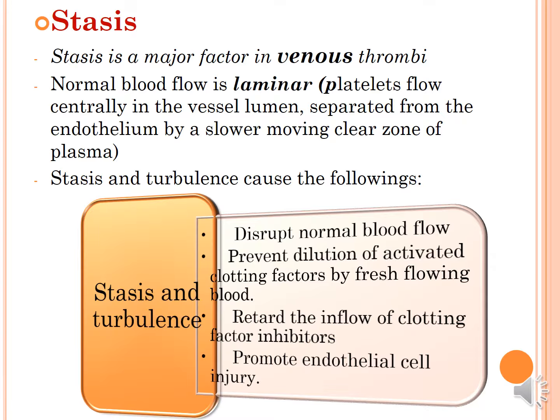Stasis is considered to be a major factor in venous thrombi formation. Stasis and turbulence in general can lead to the following things. They can lead to disruption of the normal blood flow. They can prevent the dilution of the activated clotting factors by fresh flowing blood. They retard the inflow of clotting factor inhibitors to the site of coagulation, and they will also promote endothelial cell injury. All of these factors will contribute to the formation of the thrombus.